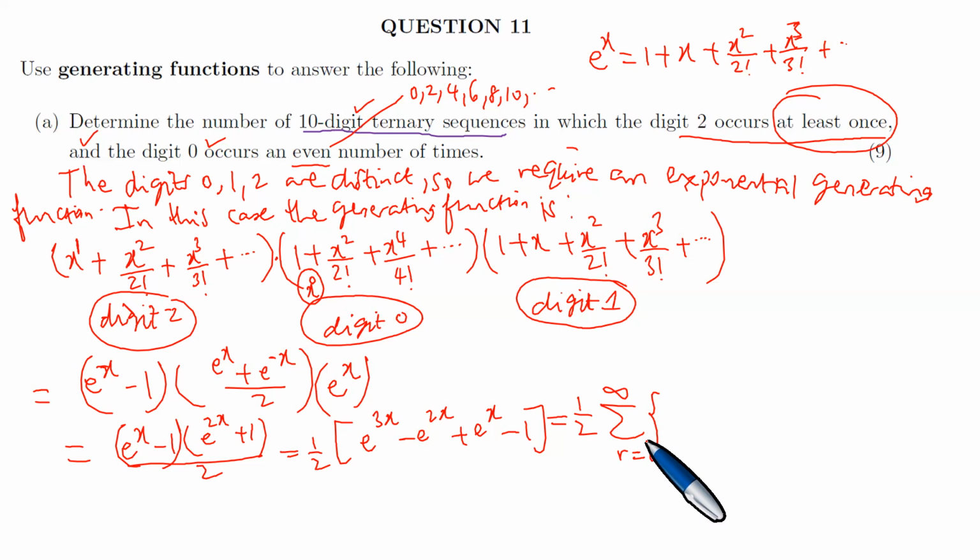Okay, what is e to the power 3x? e to the power 3x is 3 to the power r. e to the power 2x is 2 to the power r, plus 1, because of the e to the power x.